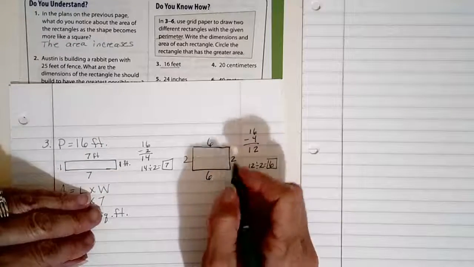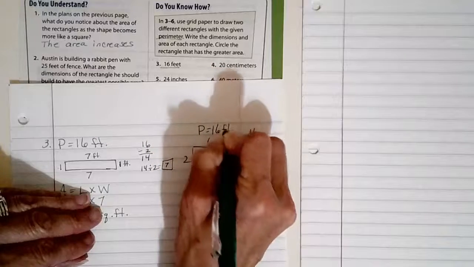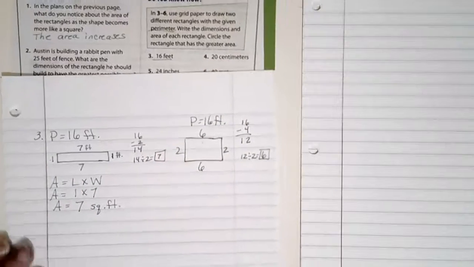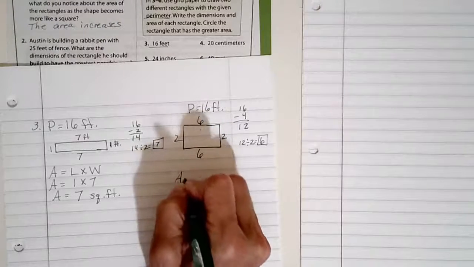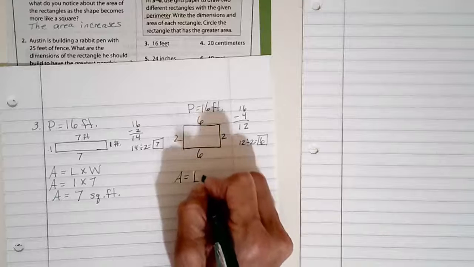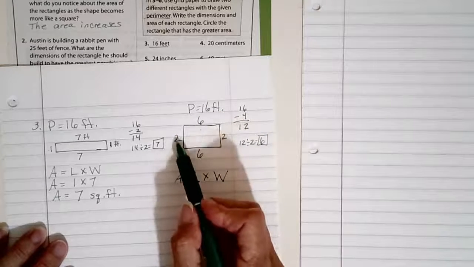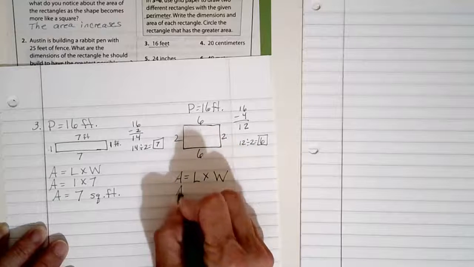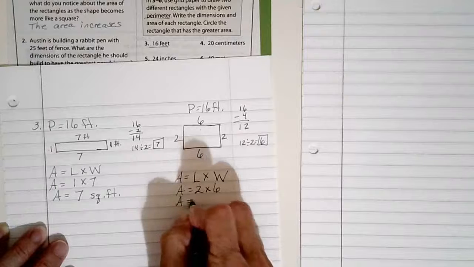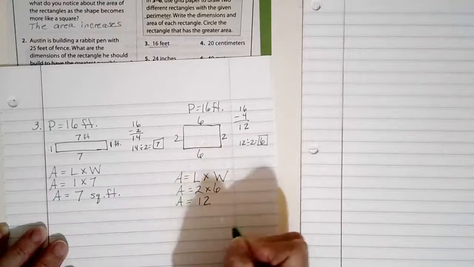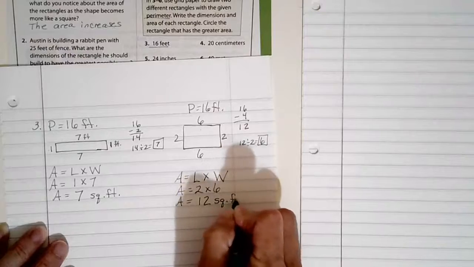So I've got my perimeter equals 16 feet. Now we have to solve for the area. Excuse me, boys and girls. Remember, area equals length times width. And when I look right here, I've got 2 and 6. So area equals 2 times 6. Area equals 12. So my area is 12 square feet.